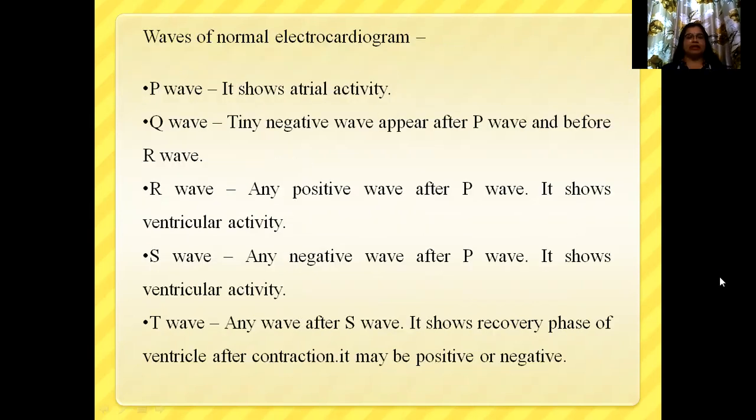Waves of normal electrocardiogram are P wave, Q wave, R wave, S wave, T wave. P wave shows atrial activity. Q wave is a tiny negative wave that appears after P wave and before R wave. R wave is any positive wave after P wave; it shows ventricular activity. S wave is any negative wave after R wave; it shows ventricular activity. T wave is any wave after S wave; it shows recovery phase of ventricle after contraction. It may be positive or negative.